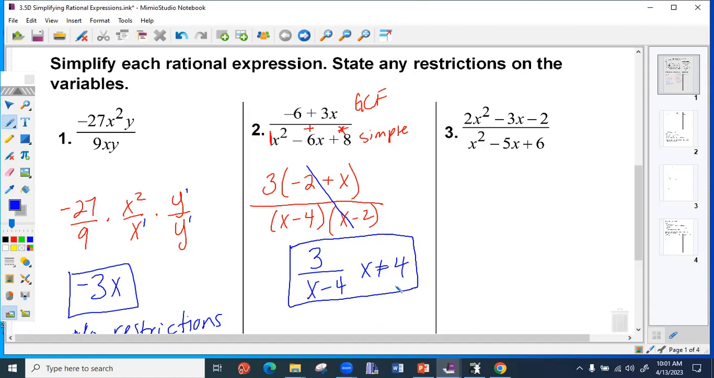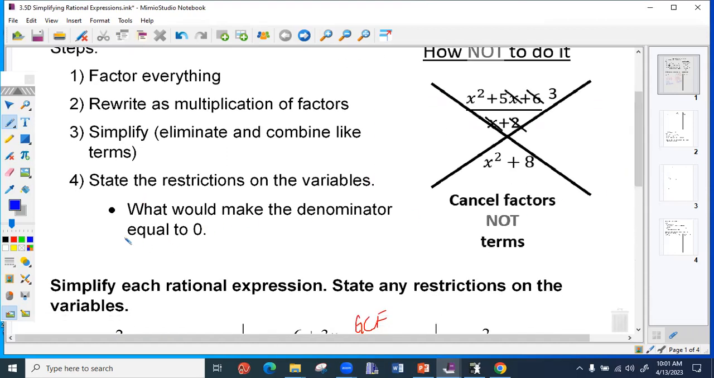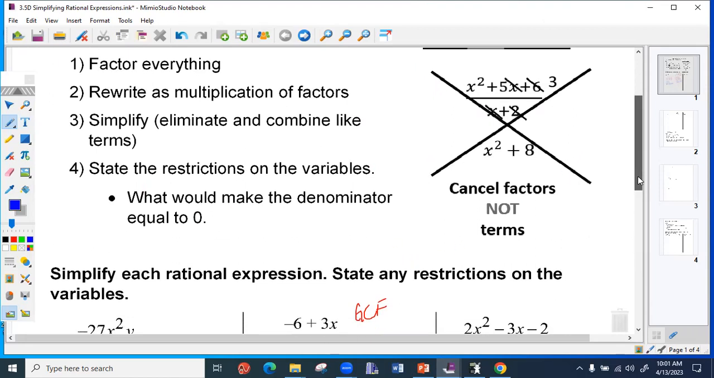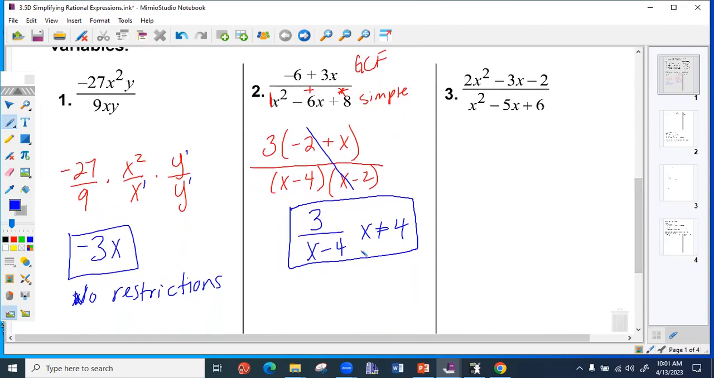The restrictions are only in the denominator. The restrictions, yes, go back up. Our restrictions are where? Denominator. What would make the denominator equal to 0? Okay. Yes, and that is our answer.